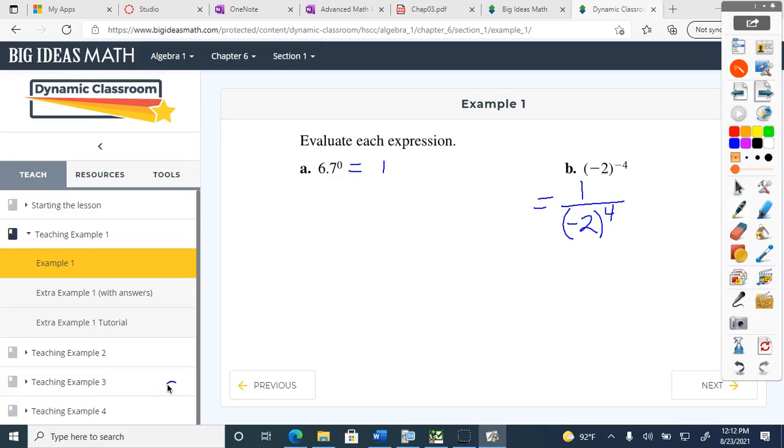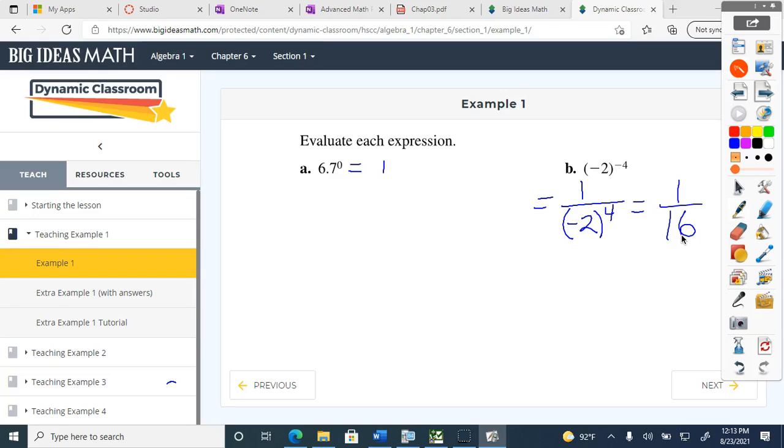Okay? Now the exponent is what? Instead of negative, it's now what? Positive. And now I can do it like I normally do. Negative 2 times negative 2 would be 4. Times negative 2 again would be negative 8. Times negative 2 one more time would be positive 16. Okay?